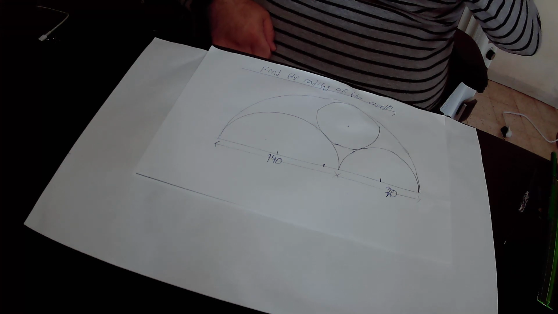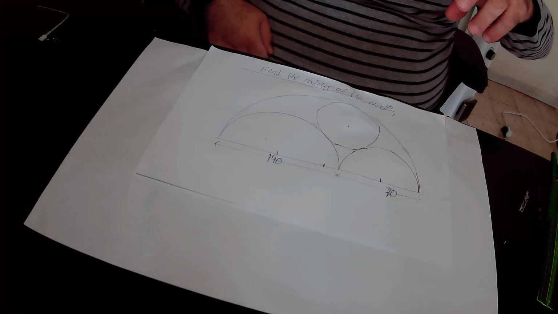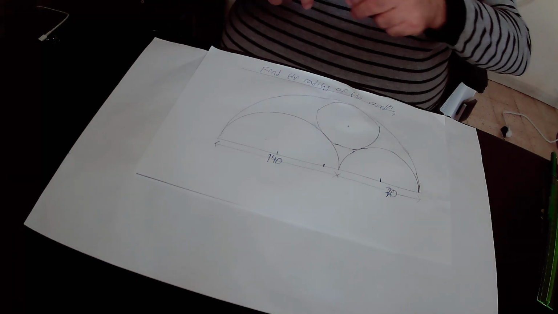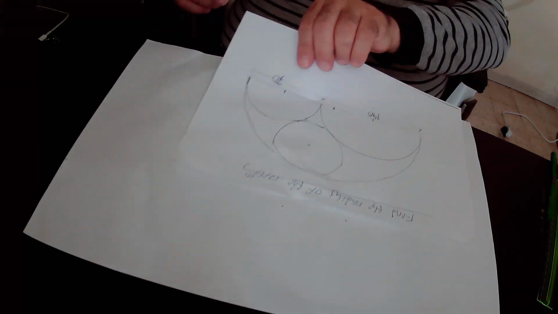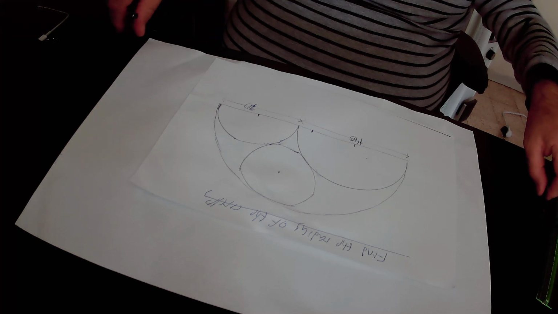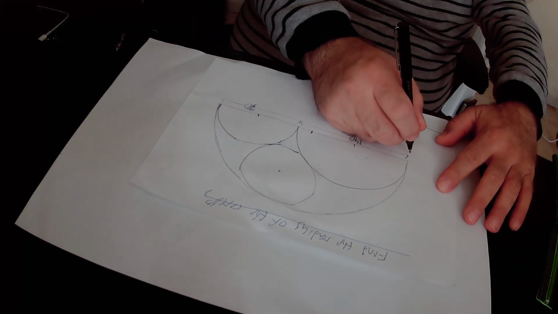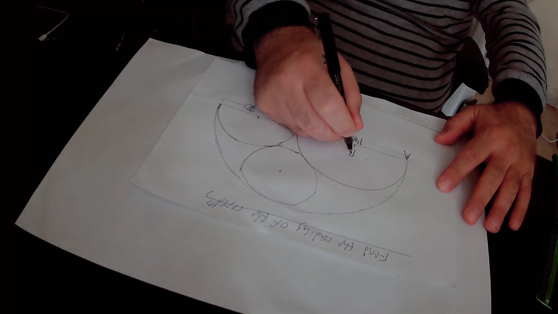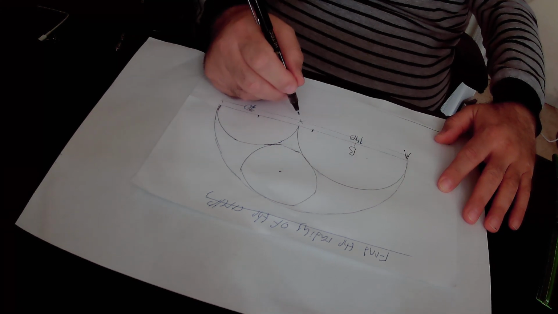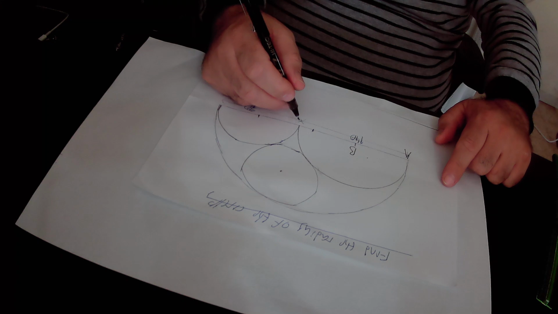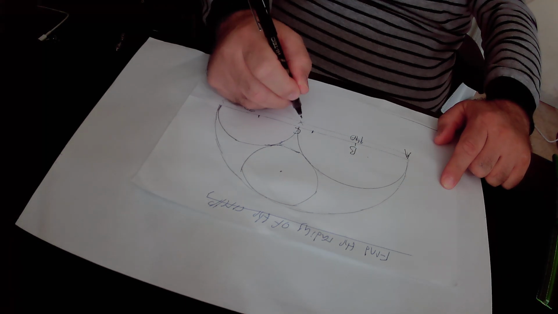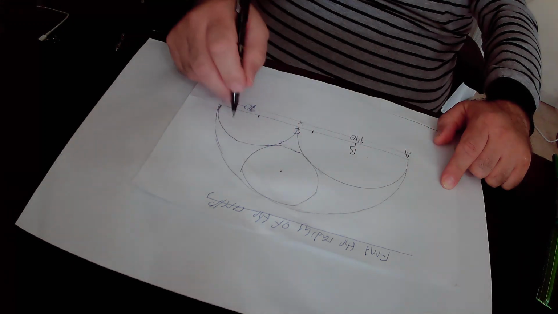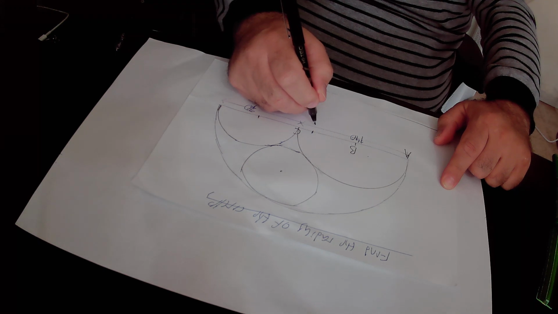So first of all, we define the relevant points with letters. This point we define as point A. The center of this semicircle will be defined as point B. The touching point of the two semicircles will be defined as point C, and the center of the biggest semicircle will be defined as O.